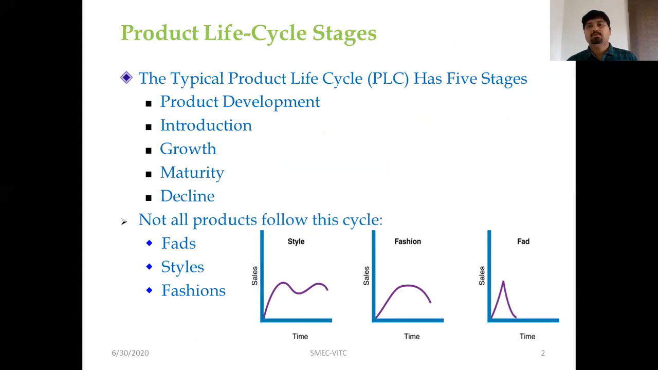The stage 1 is about product development. Second stage is called as an introduction. Third one is about growth. Fourth, maturity. And fifth one is about decline. There are very few products which fall into the category of fads, styles and fashions, which may not be seen with these 5 stages.